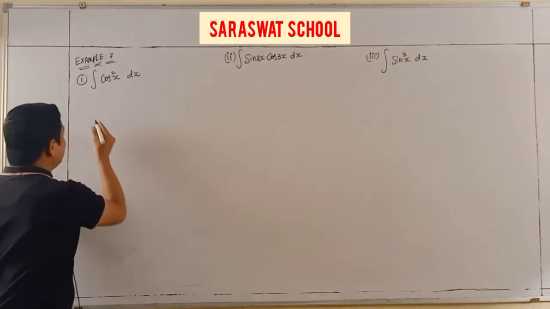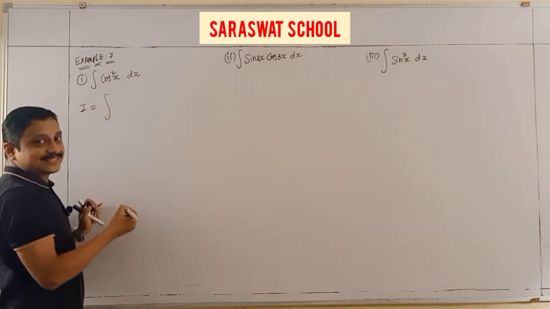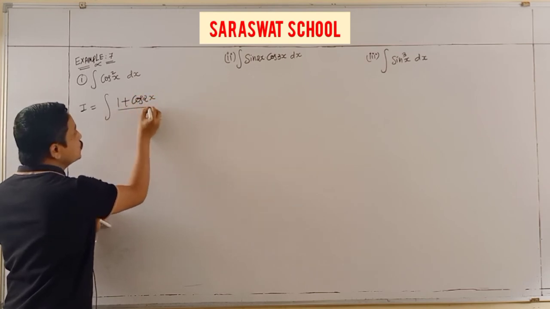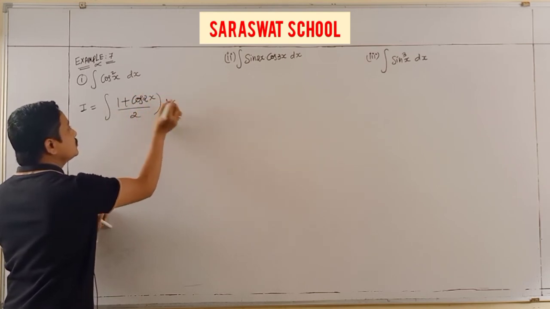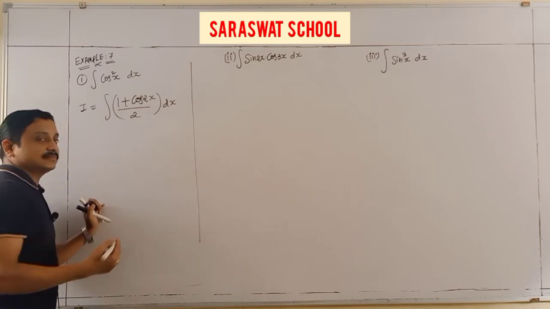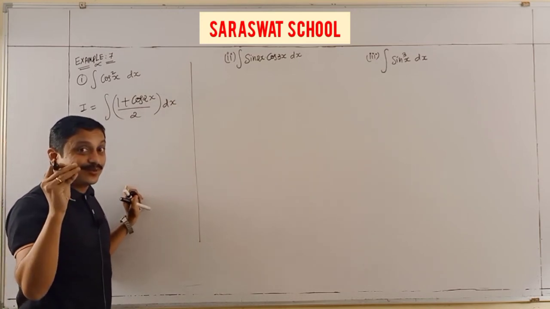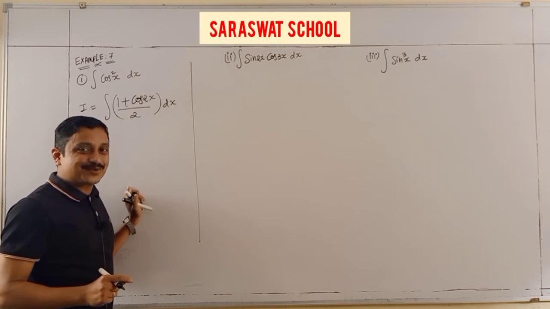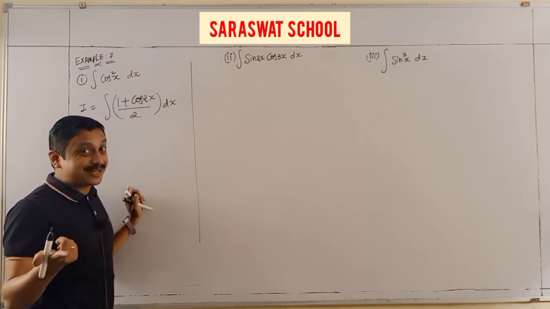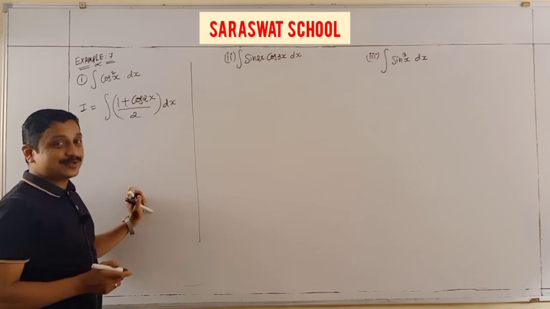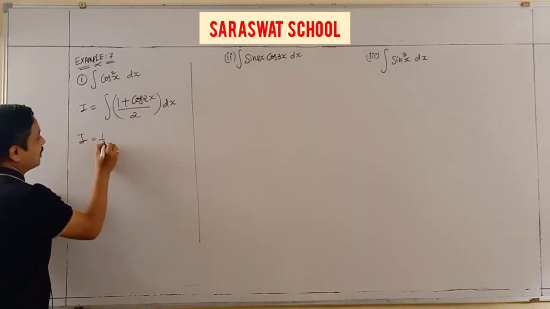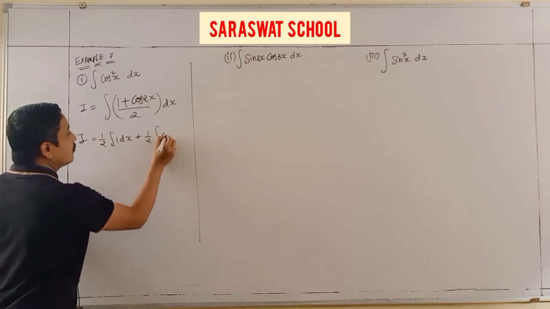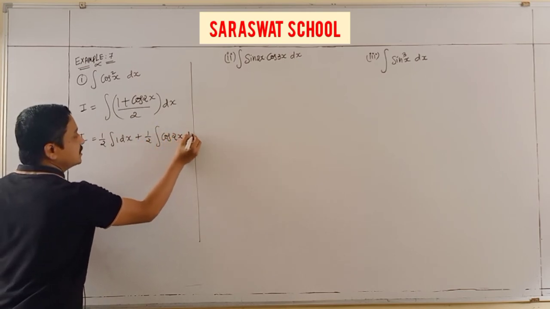Students, do you know the cos square formula? Yes, 1 plus cos 2x by 2. Yes, that is the rule. If you know the 11th science trigonometric formulas, cos square x and sin square x are also known: 1 minus cos 2x by 2. Here it is 1 plus cos 2x by 2. So I separate half 1 dx and half cos 2x dx.